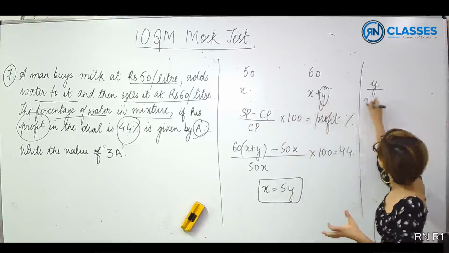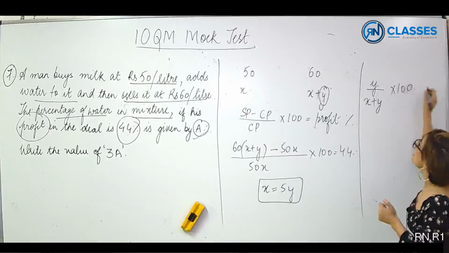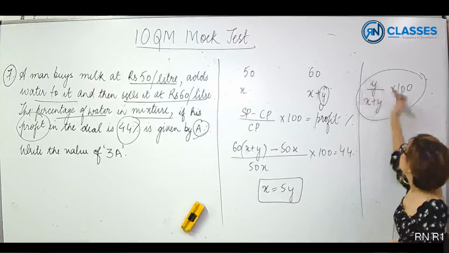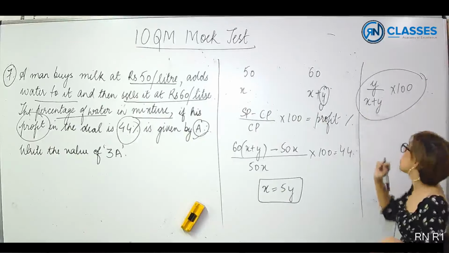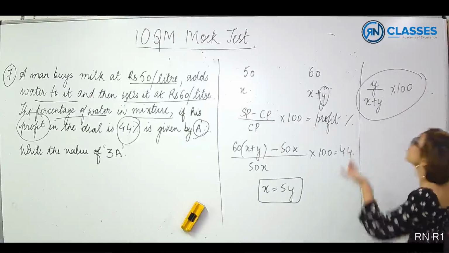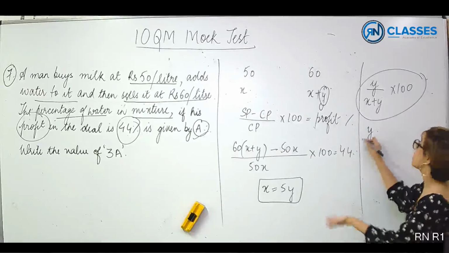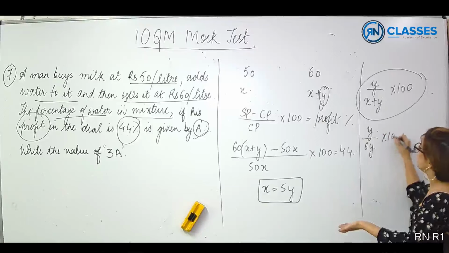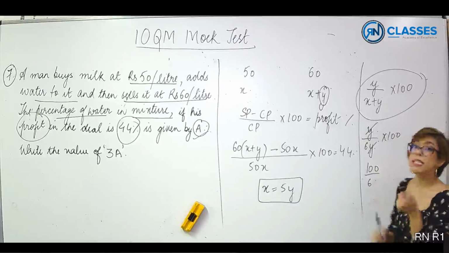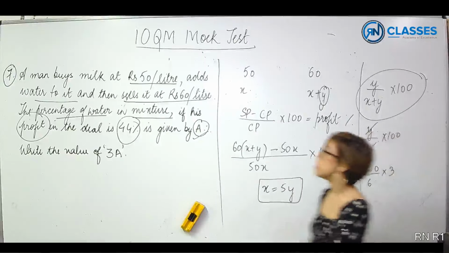X plus y. You need to find the percentage of that, into 100. Basically, you need to find this ratio. So, y is also there, x is also there. I would like them to be just one variable, so let me substitute x as 5y. You already know this. So, this is y divided by 6y, into 100. This gets cancelled. My answer is 100 by 6. This is A. You need to find out 3A. So, into 3, that is why the answer turns out to be C.